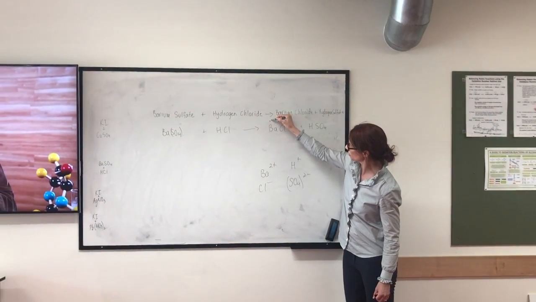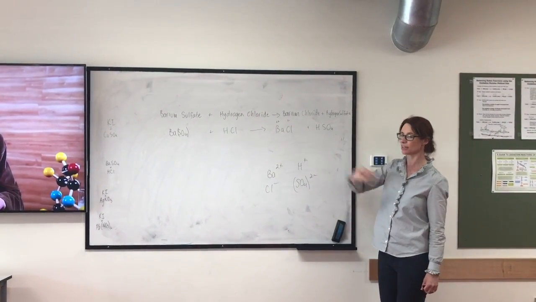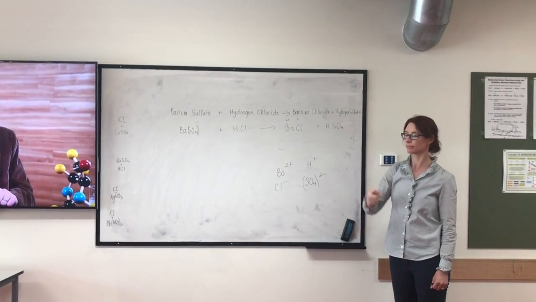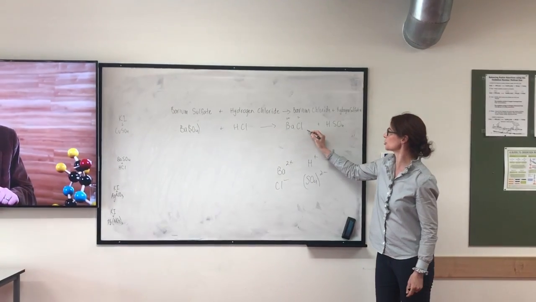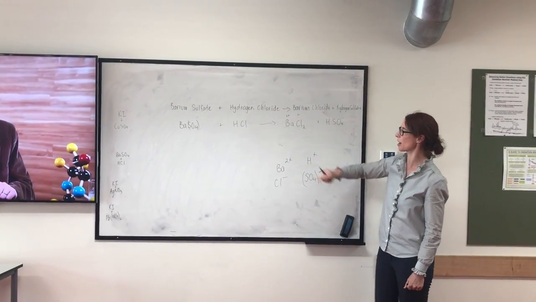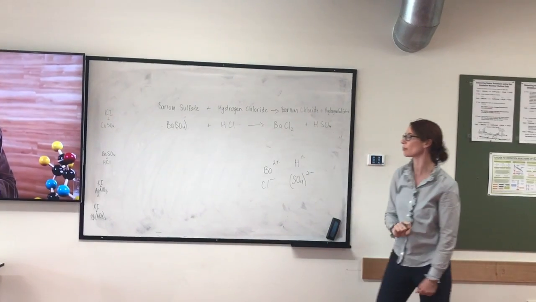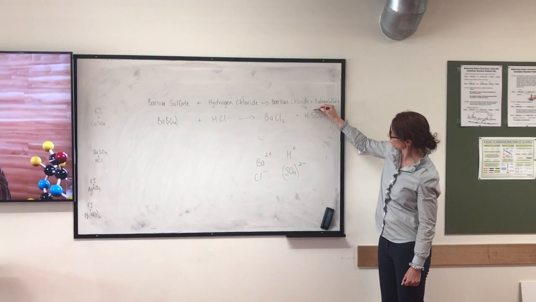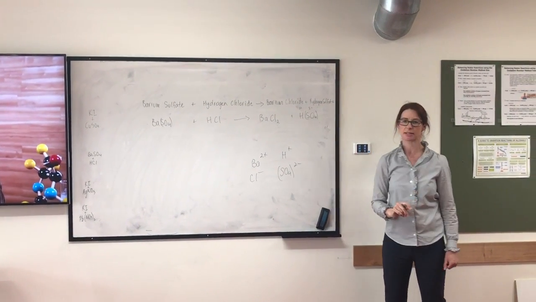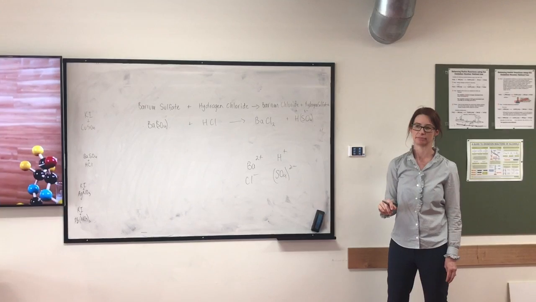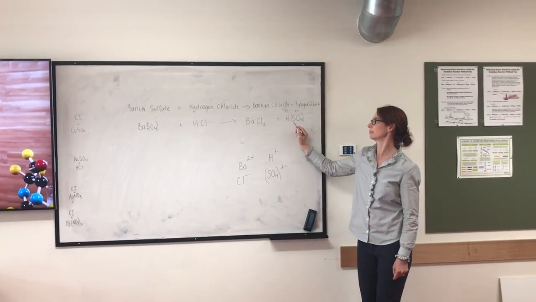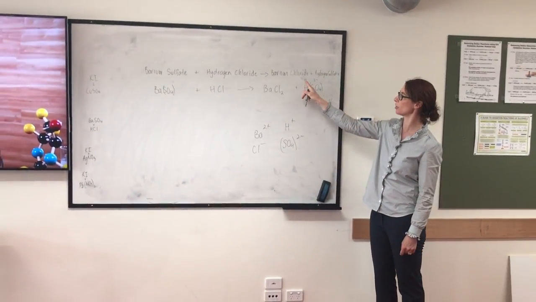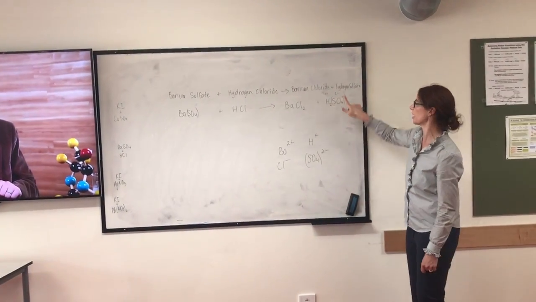Barium chloride, 2 plus, 1 minus. Is that the correct chemical formula? No. What do I need to do? Put 2 on chloride. Good, I need 2 of those to make that equal to 2 minus, so the overall charge is neutral. Hydrogen sulphate. Hydrogen is 1 plus, sulphate is 2 minus. What do I need to do? Add 2. Yes, I need 2 hydrogens so that the overall 2 plus cancels out the 2 minus.